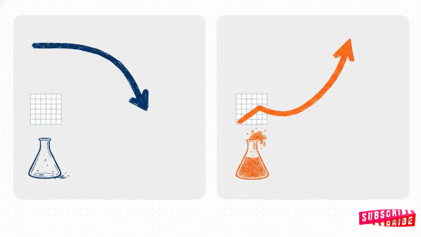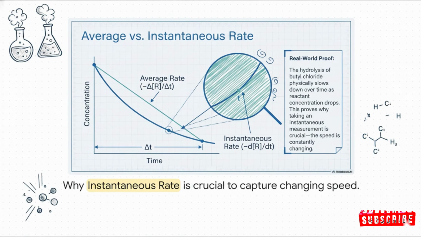Alternatively, over on the right, we can track product formation. Here, the line curves upward as brand new products appear, which gives us a naturally positive rate. Both of these graphs are telling the exact same story about the reaction speed, just from two different sides of the coin.